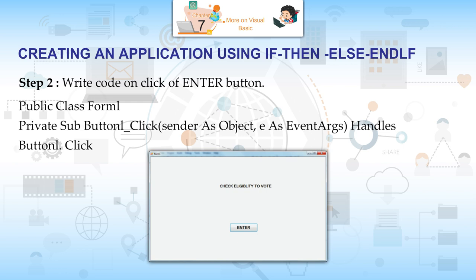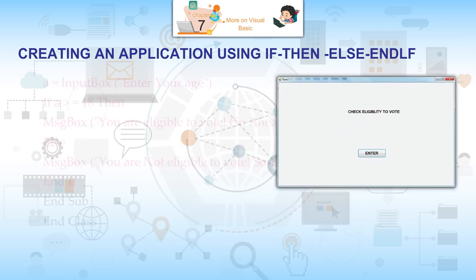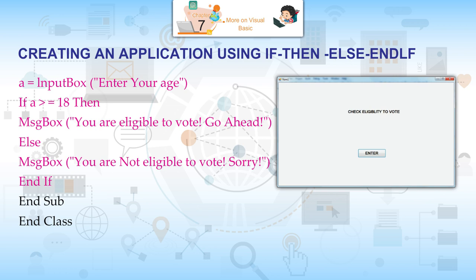Public Class Form1. Private Sub Button1_Click(sender As Object, e As EventArgs) Handles Button1.Click. A = InputBox("Enter your age"). If A >= 18 Then MsgBox("You are eligible to vote! Go ahead!") Else MsgBox("You are not eligible to vote! Sorry!"). End If, End Sub, End Class.